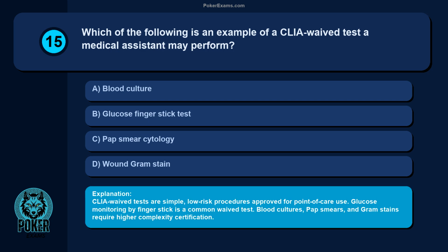CLIA waived tests are simple, low-risk procedures approved for point-of-care use. Glucose monitoring by finger stick is a common waived test. Blood cultures, Pap smears, and Gram stains require higher complexity certification.